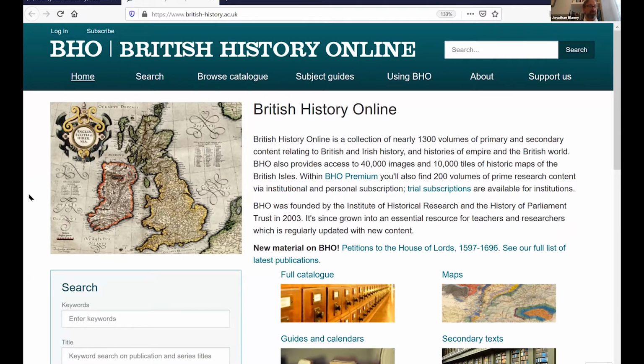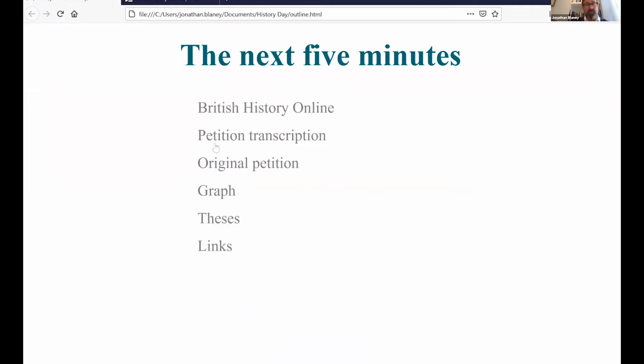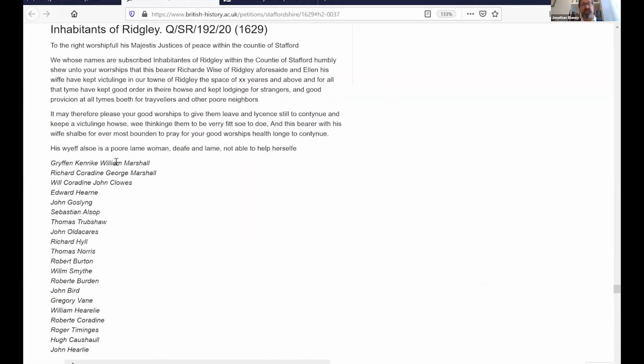It's transcriptions of 2,500 English petitions from the 16th to the 18th centuries. Here's an example from Staffordshire. This is a group petition by the neighbours of a couple called Richard and Ellen Wise, that they'd be able to continue keeping their inn that they've had in the village for 20 years. And it says that they've always offered good provision at all times. So it's kind of like a 17th century TripAdvisor.